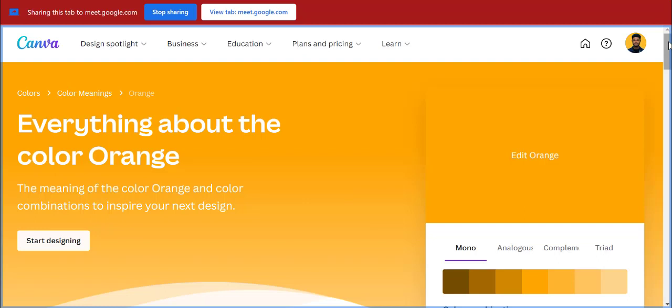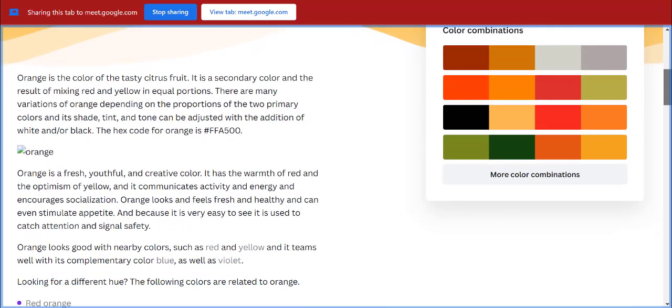The color orange is also used when we are talking about anything related to kids or children. Like we said, orange is fresh and youthful. So this is why I'm reading here: orange is a fresh, youthful, and creative color. It has the warmth of red, just like what I was telling you before. The meanings of the primary colors also apply to the secondary color. It has the warmth of red and the optimism of yellow, and it communicates activity, energy, and it also encourages socialization. Orange looks and feels fresh and healthy and can even stimulate appetite.